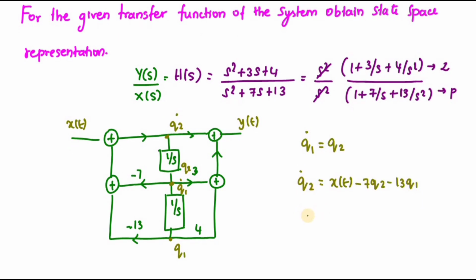Similarly, I can write q1 dot, which I have already written. So what is y(t)? y(t) is equal to q2 dot plus 3 into q1 dot plus 4 into q1, right? So I can write like this.